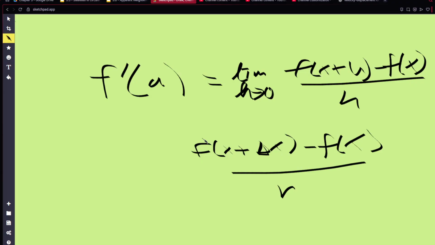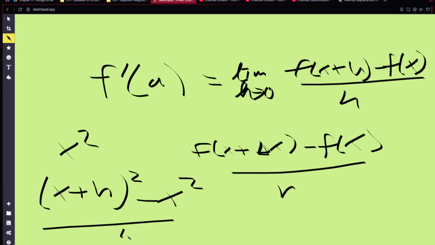Let's find the derivative of a function. Same thing. I'm just going to go really simple here. x squared. So we just apply f of x plus h, which is just going to be x plus h squared, which is just the same as x squared plus h squared. I'm just kidding. Minus x squared over h.